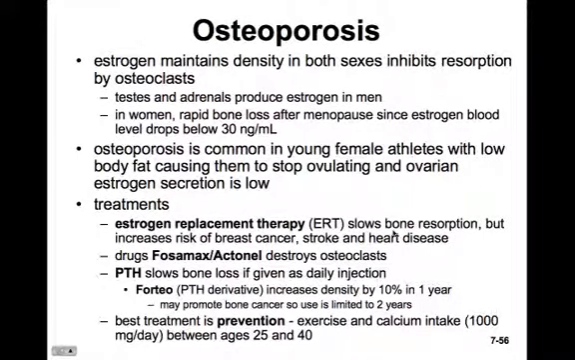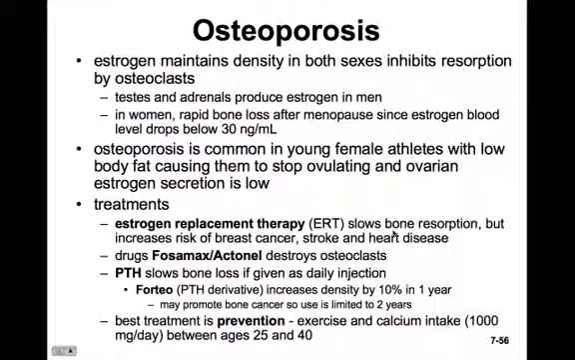Estrogen has a big influence on maintaining bone density. That's why at menopause, women have higher incidence of osteoporosis. Without estrogen, the osteoclasts are going to resorb bone much more rapidly because estrogen functions to inhibit osteoclast resorption. In men, it's the testes and the adrenals that produce estrogen. In women, the ovaries. Women experience pretty rapid bone loss after menopause since the estrogen blood levels drop below about 30 nanograms per milliliter.